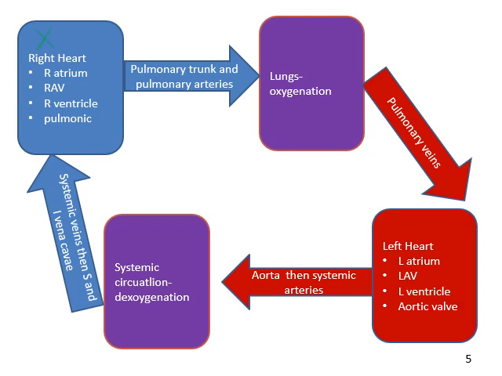By convention, we start at the right side of the heart: go through the right atrium, the right AV valve, the right ventricle, pulmonic valve, pulmonary trunk and arteries, the lungs to get oxygenated, through the pulmonary veins, into the left side of the heart. So the first place this newly oxygenated blood goes is the left atrium, through the left AV valve, into the left ventricle, out the aortic valve, and into the aorta, which then branches into all the systemic arteries that are going to supply all the tissues.